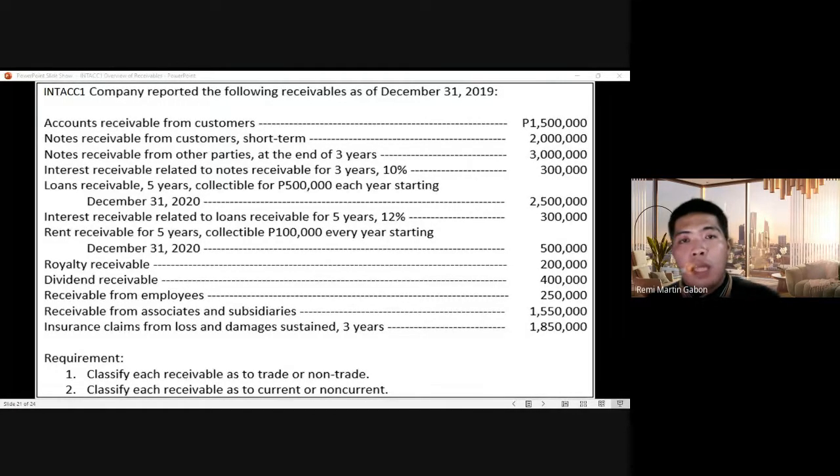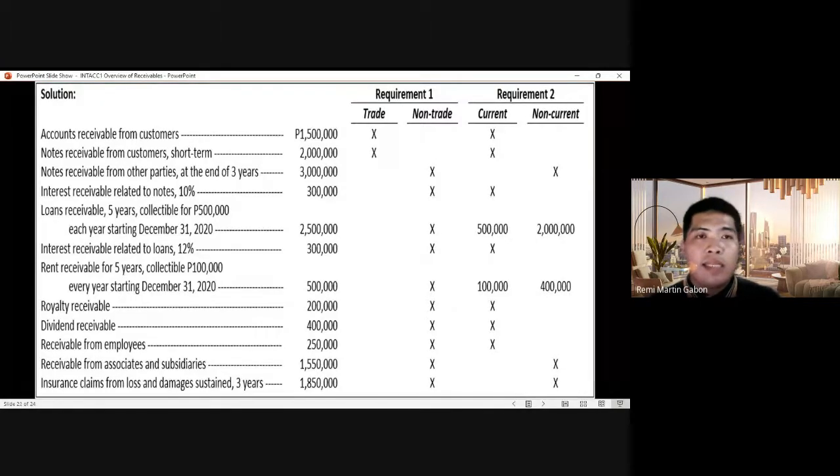So the technique actually for answering this type of problem, we can incorporate the concept of sabay-sabay walang iwanan. Di ba? I have already introduced to you the sabay-sabay walang iwanan. So we're not only analyzing for trade and non-trade, but at the same time, we can analyze for current or non-current. Sige, how do we solve this one? So here is the analysis.